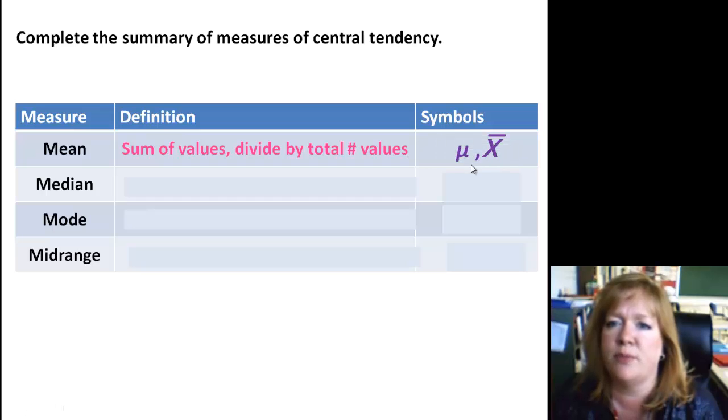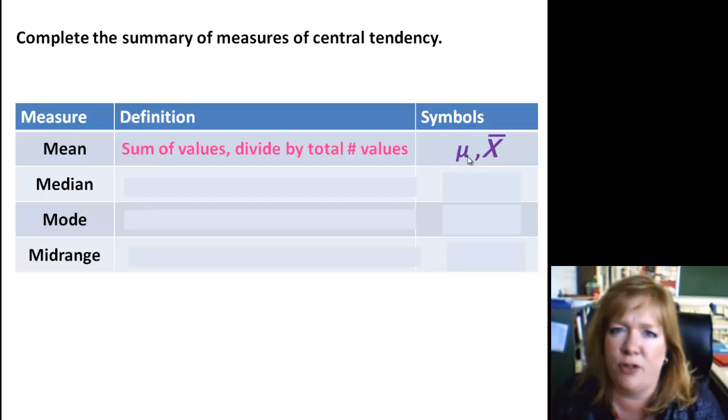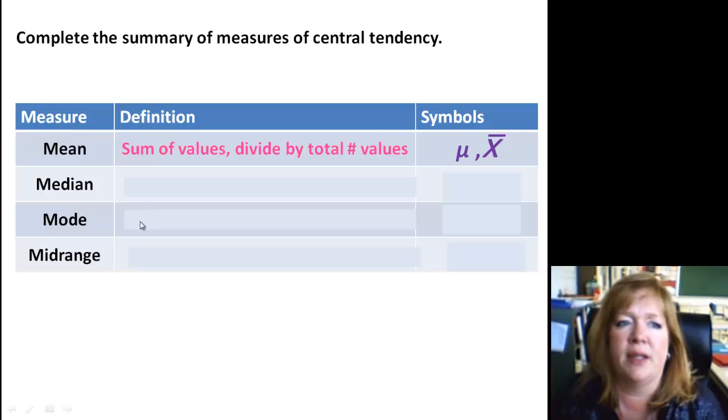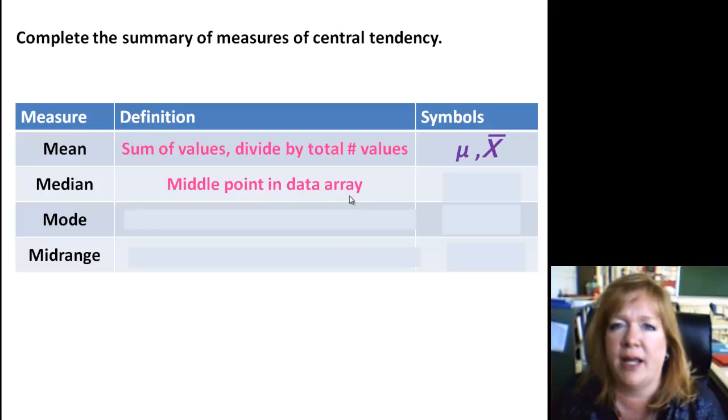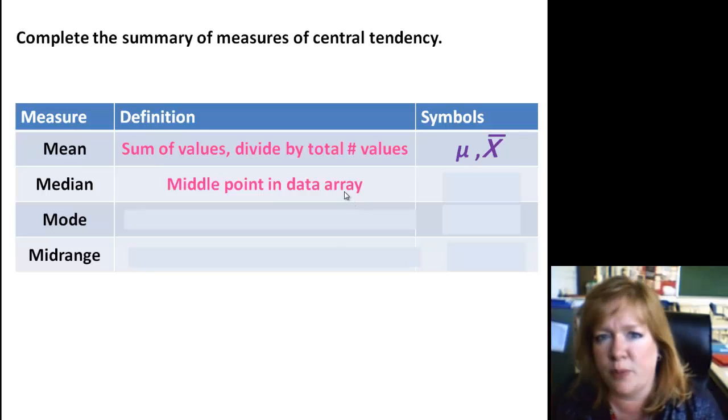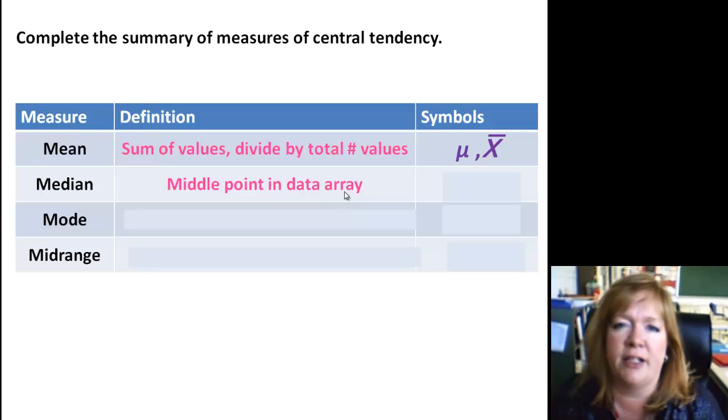You've got two symbols: the fancy M-looking thing, which is the mean of the whole population, and the X with the bar over it, which is just the mean of the sample. Median is in the middle, the middle point of a data array. What's a data array? It's when you put the data in order, high to low or low to high. You pick out the middle point.